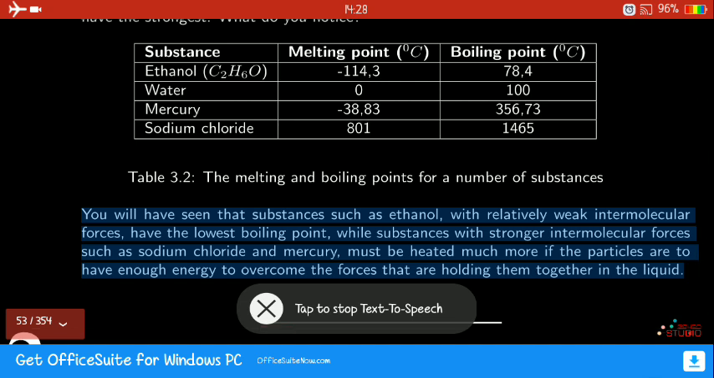You will have seen that substances such as ethanol, with relatively weak intermolecular forces, have the lowest boiling point, while substances with stronger intermolecular forces such as sodium chloride and mercury must be heated much more if the particles are to have enough energy to overcome the forces that are holding them together in the liquid.